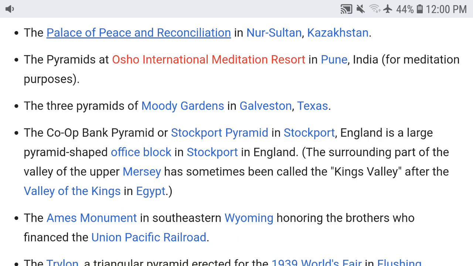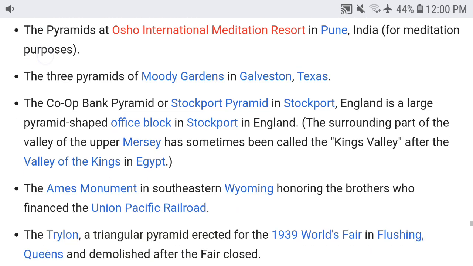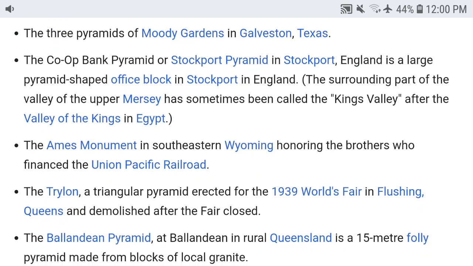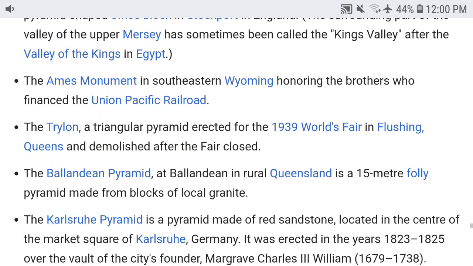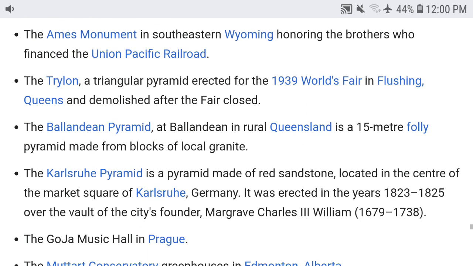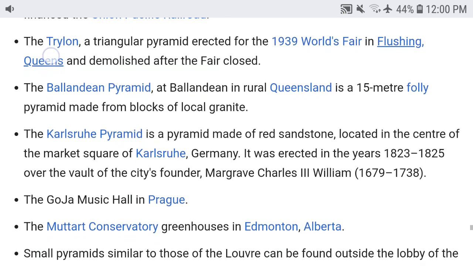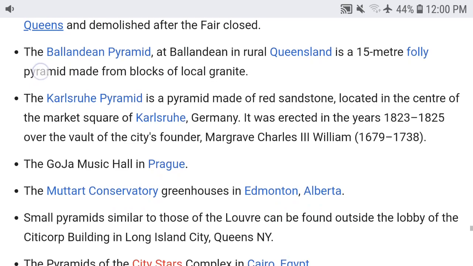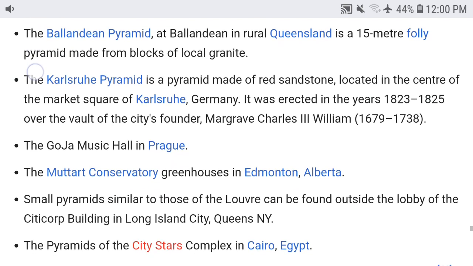The pyramids at Osho International in Pune, India. Okay, that's Asia, India. And then this one is the three pyramids of Moody Gardens in Texas, U.S. Stockport Pyramid in Stockport, England. Okay, that's England, Europe. The Ames Monument in Wyoming. Okay, that's U.S. as well. The Trilon erected in the World's Fair in Flushing, Queens. Okay, I think that's Europe. I'm not entirely sure. The Palladian Pyramid in Queensland. Queensland is in U.S., I think. I might be wrong.